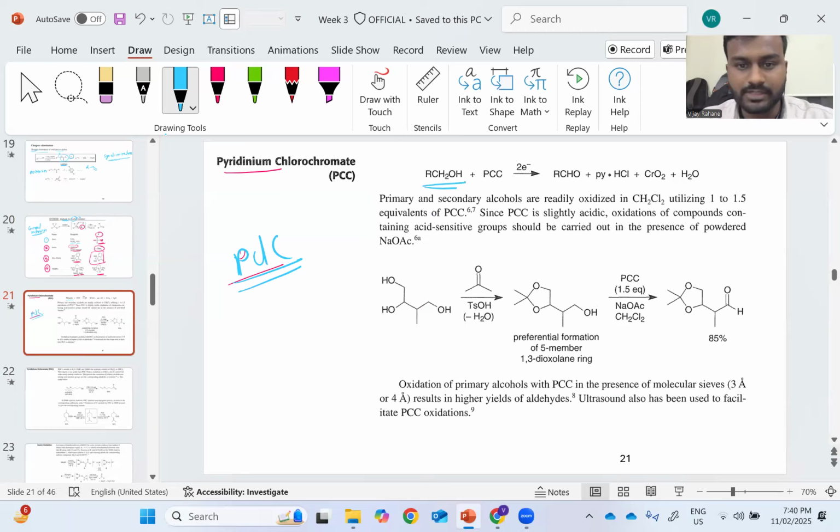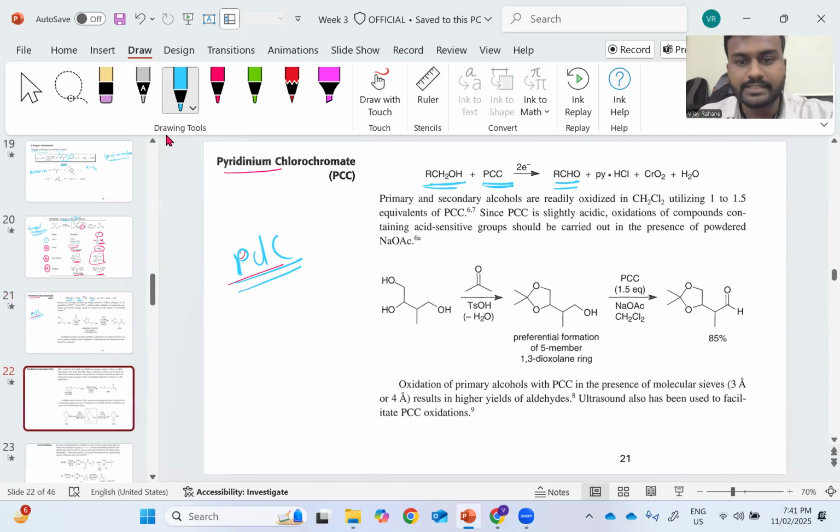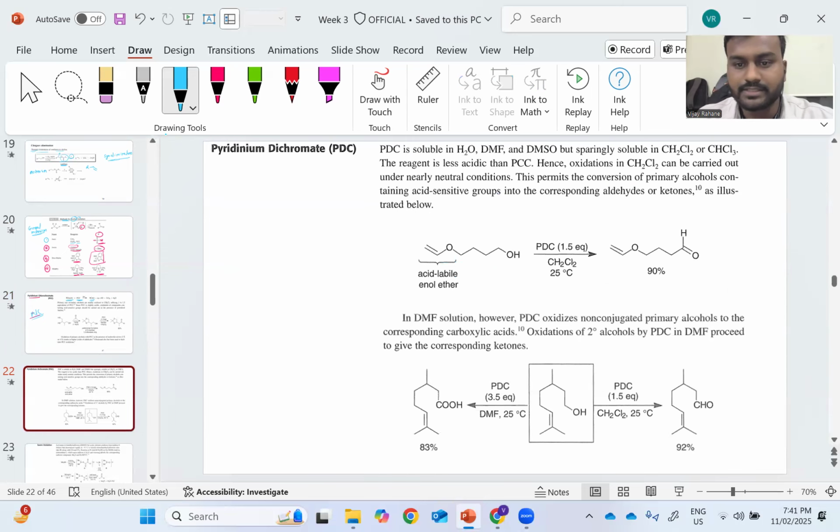Let's say we have the alcohol. In this case, we have taken the example of a primary alcohol. If you use the PCC, what happens? The alcohol gives two electrons to the PCC, and it gives us the aldehyde as a major product. But instead of PCC, when you use the PDC, that is pyridinium dichromate, the reaction doesn't stop at the aldehyde stage. It gives rise to the acid as a product. So this is the example of PDC.